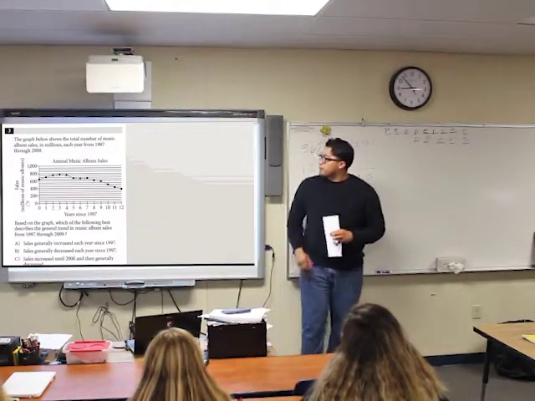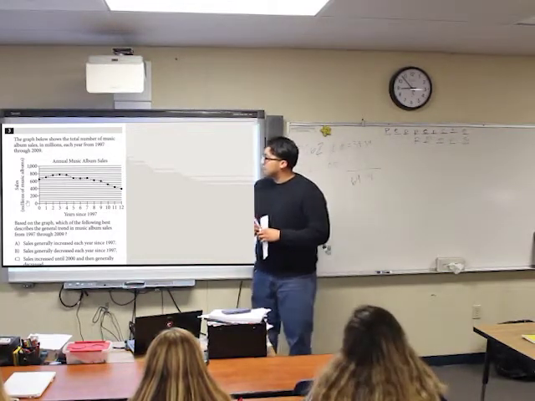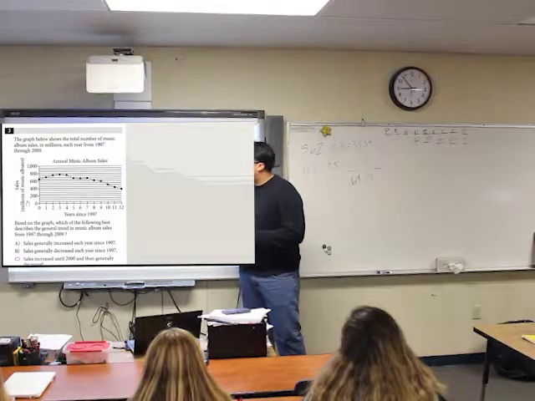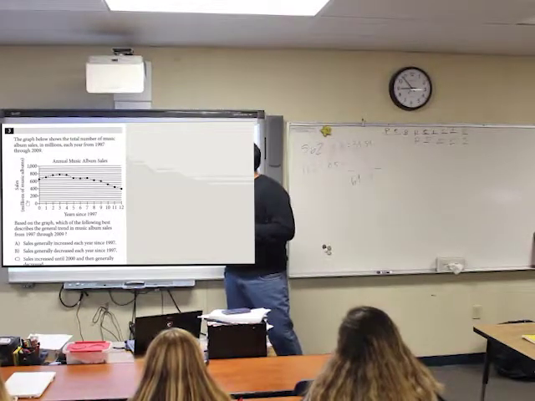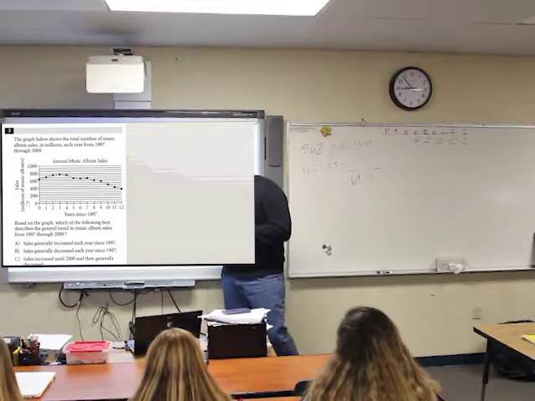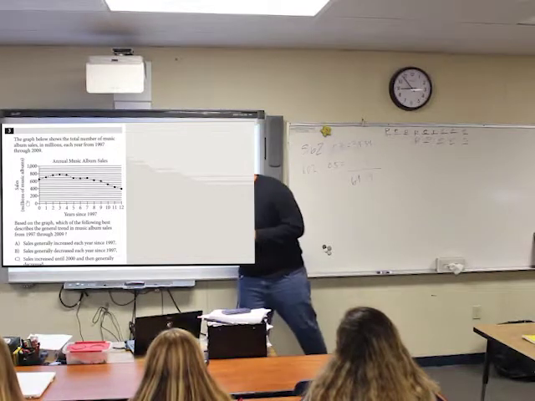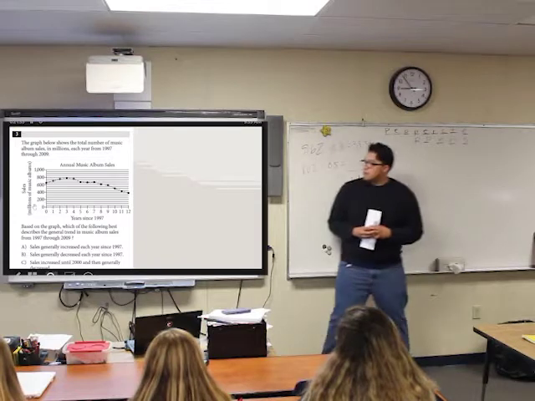Okay, there you go. So we have a graph showing the total number of music album sales, in millions each year, from 1997 to 2009. Based on the graph, which of the following best describes the general trend in music album sales from 1997 through 2009? Can you guys see that? What can you tell me about this graph?